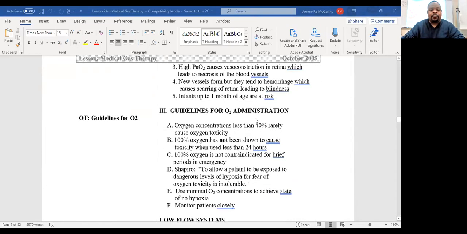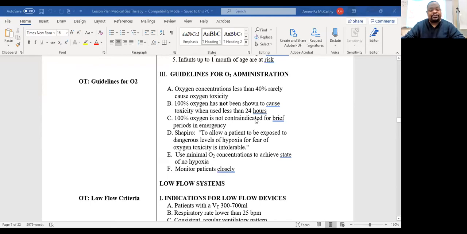Okay. All right. We stopped with this one yesterday. The lecture stopped with the guidelines for O2 administration. I will go over these guidelines to remember this. Oxygen concentrations less than 40% rarely ever cause oxygen toxicity. Okay, just remember that. Because some of those hazards that you learned were very important. Who can tell me the two main components of oxygen toxicity? What does it have to be for oxygen toxicity? FiO2 greater than 50% over 24 hours. So high FiO2 and time, right? So for oxygen toxicity, it's high FiO2 and time.